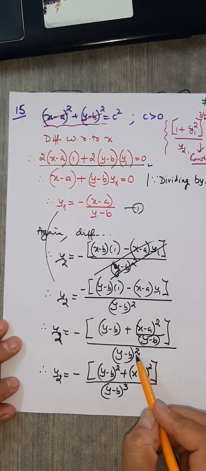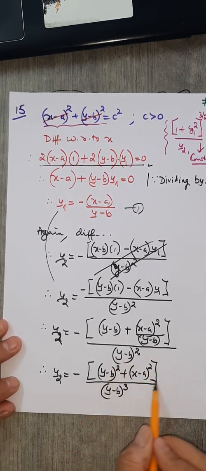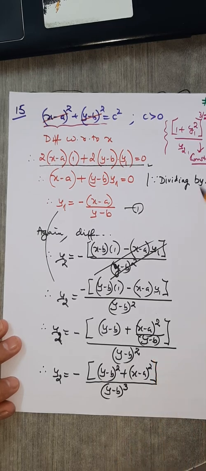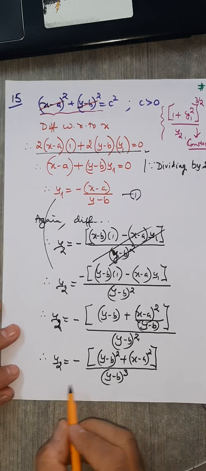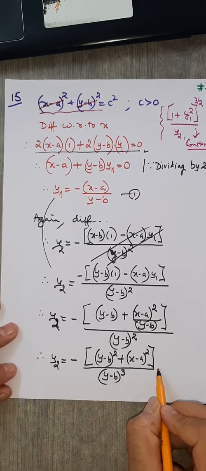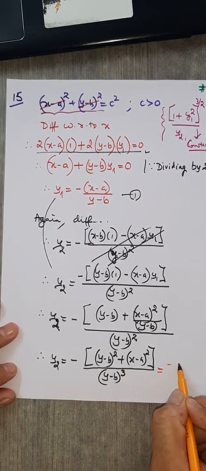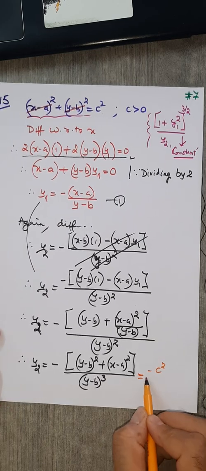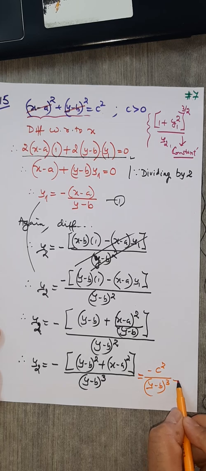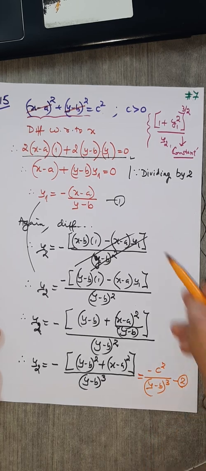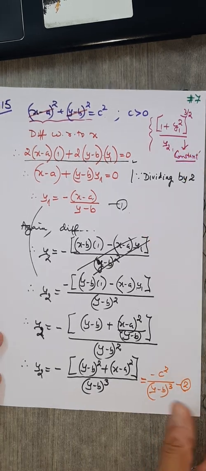y minus b will come from this whole cube. You know that this is a known expression, which is c squared. You look at the given function, this is c squared. So therefore finally here you have minus c squared upon y minus b the whole cube. Call this as 2.